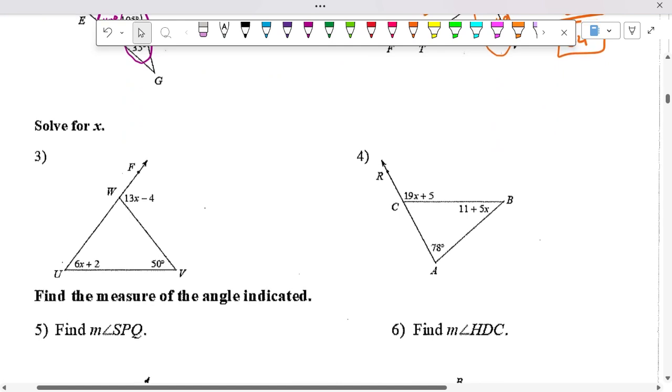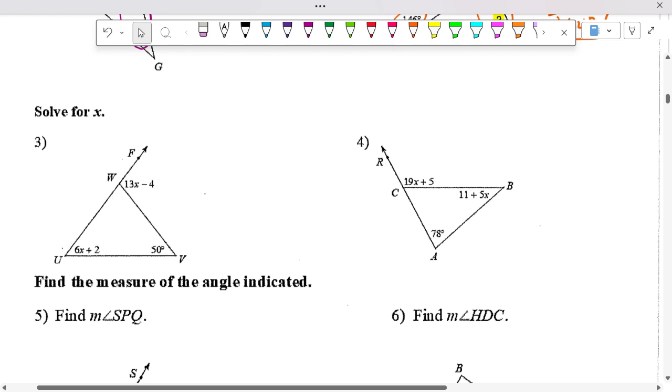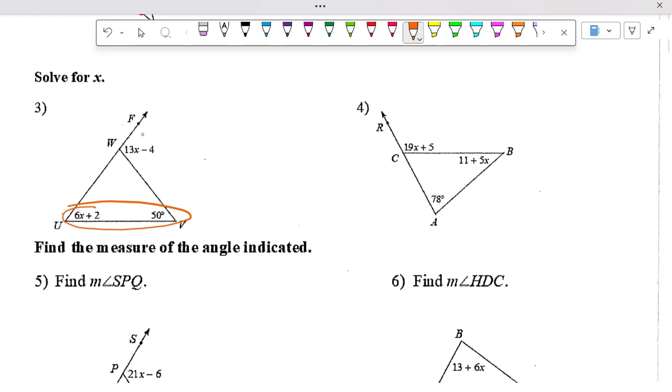All right, now let's do some where we actually gotta throw some x's in there. So let's look at number 3. They gave us the two non-adjacent angles and they gave us the exterior angle. So using what we know about the exterior angle theorem, how would I set up my problem? Think about what we just did in the previous examples. That's going to kind of guide you to what we're doing now.